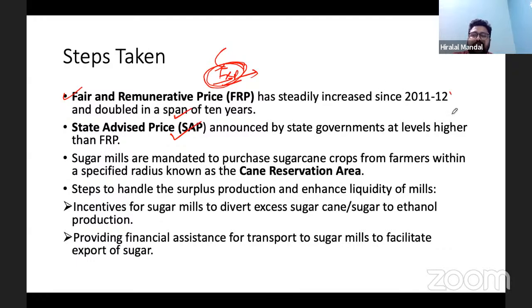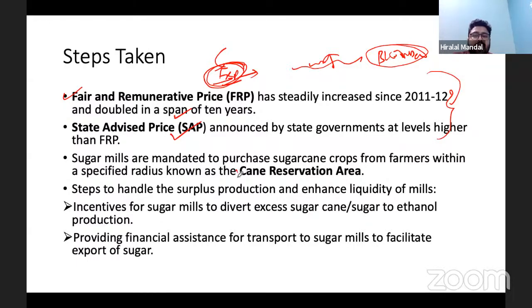But more important is that, apart from that, the government has also launched ethanol blending. In ethanol blending, the residues of the sugar can be utilized, and that also helps in increasing the income of the farmers. And that's how you can see the benefit is there for the farmers.